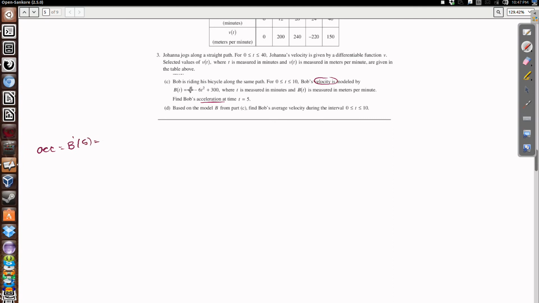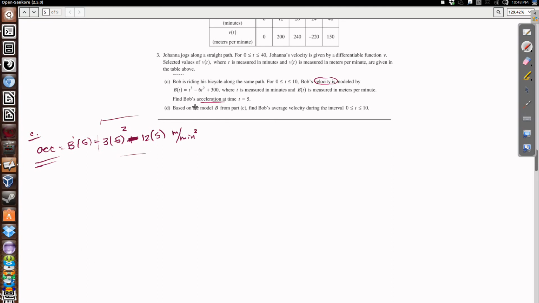So I'm going to have t cubed's derivative is 3t squared, so that's going to be 3 times 5 squared. And minus, this is going to be the derivative of 6t squared, which is going to be 12t, so 12 times 5. And 300 is a constant, so its derivative is 0. Now again, remember this is acceleration, so I need to talk about the proper units. Velocity was in terms of meters per minute, so the acceleration is going to be meters per minute squared. So for part C, this is as good as we need to get this answer here.